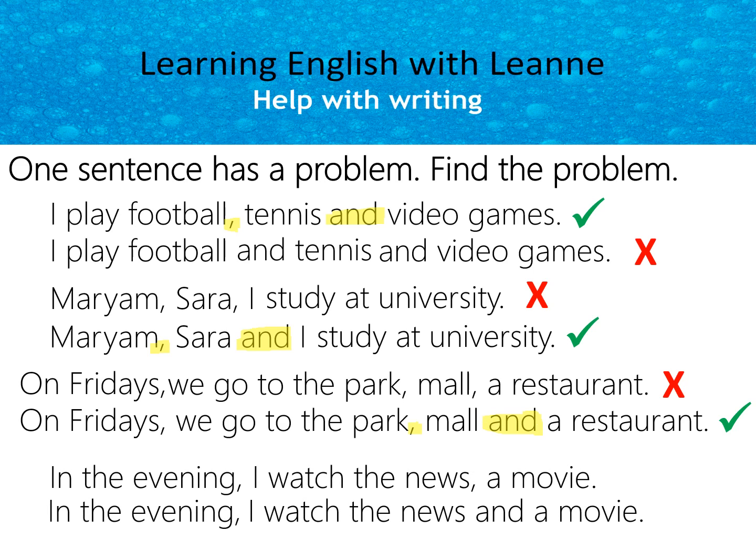Here's one more. Find the problem. Sentence 1 has the problem because we have two objects and a comma. Sentence 2 is good. We have the two objects and we use and.